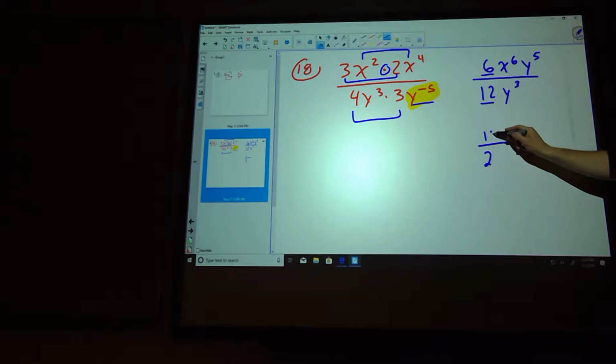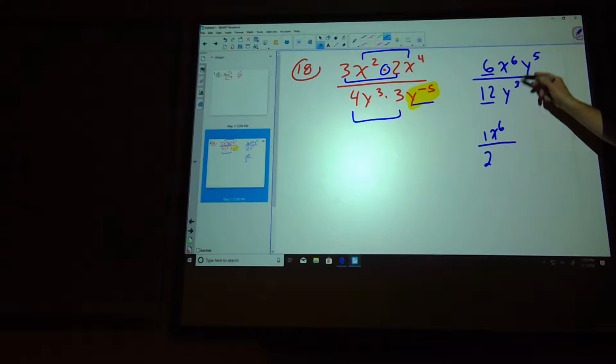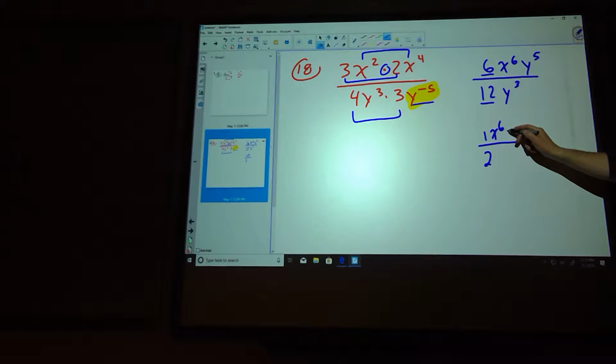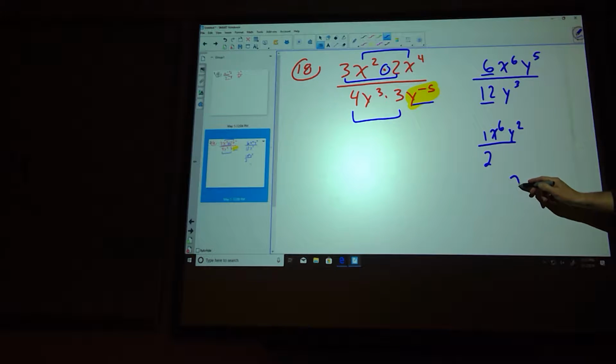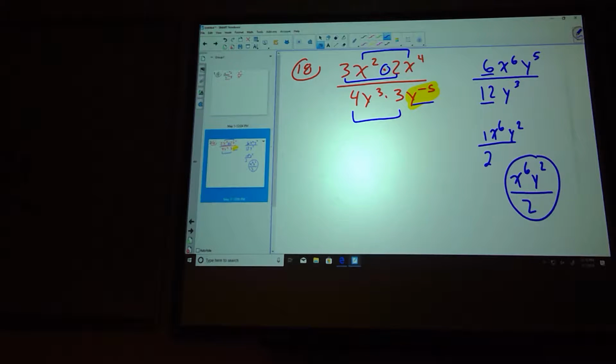X is all by itself. There's not something on bottom, but then I can do a tug of war with the y's. Who wins, top or bottom? Top. Top by how many? 2. And then I don't really need that 1 there. I could keep it there, that'd be fine. But the more preferred answer would be this. That A-okay?